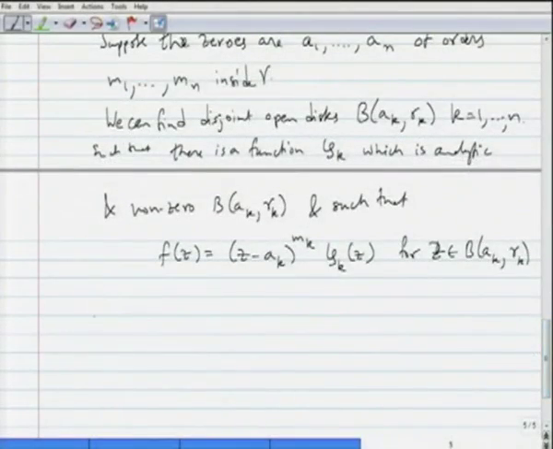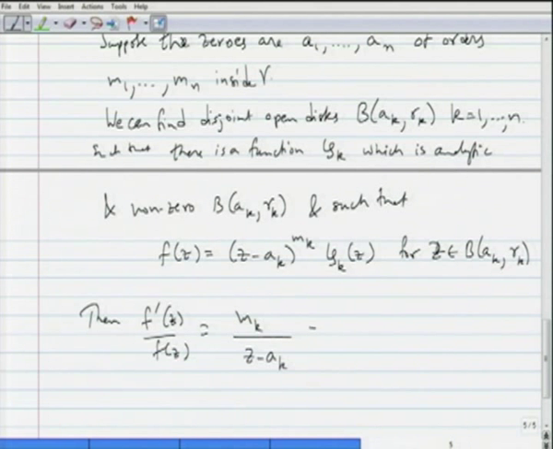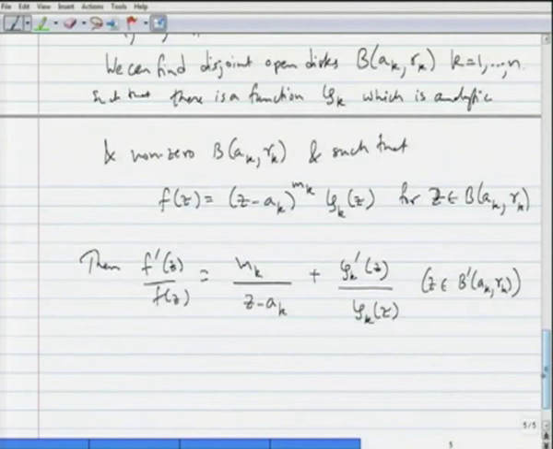Okay. So, this is essentially what we have done earlier. We are locating small disks in which we can find these functions phi k. Now, the trick is to actually join all these together. So, firstly on the little disk itself, f prime of z by f of z, like we have done earlier, is m_k divided by z minus a_k plus phi_k prime of z divided by phi_k of z, for z belonging to B(a_k, r_k). So, this is true locally.